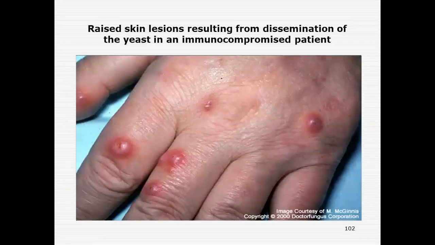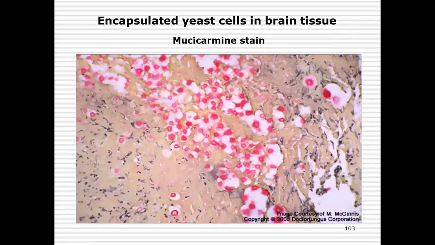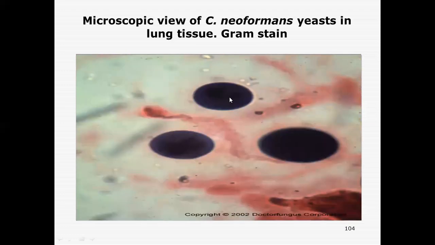Now, here you can see the raised scale lesions which have resulted from the dissemination of the yeast in immunocompromised patients. This is how the encapsulated yeast cells look in the brain tissues. We have seen that gattii is in the brain also, and this has been stained with the Mucicarmine stain, and you can really imagine the cells in the brain tissue.